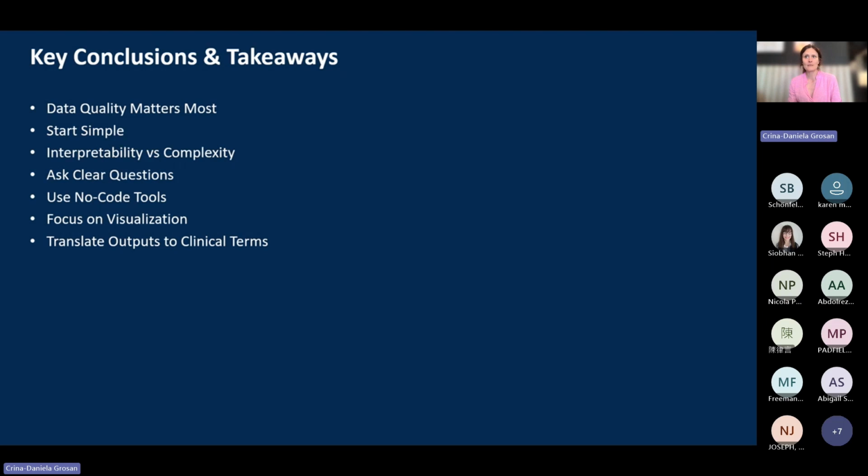Don't be afraid of using AI or machine learning. There are also no-code tools. There are tools available for which you don't need to write the code. You just need to understand how to use them. Don't forget to focus on visualization. It's much easier to visualize things rather than reading numbers in a table. And it's very important to know how to translate the outputs to clinical terms.